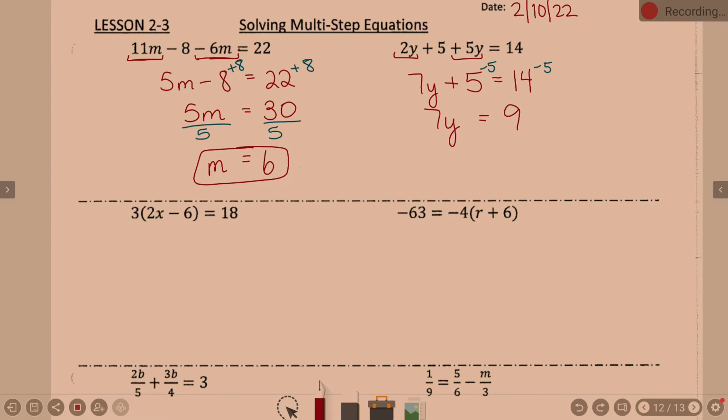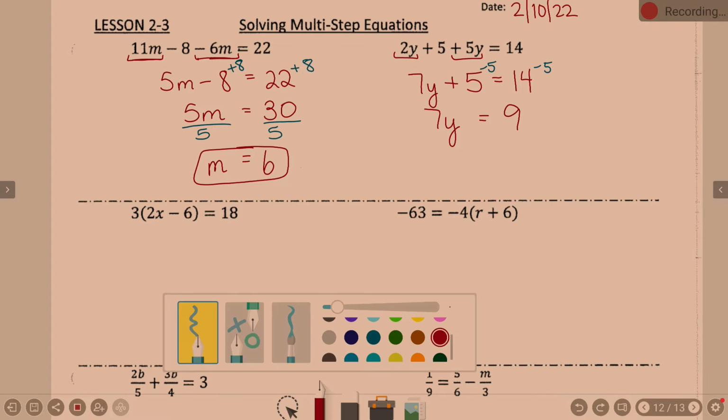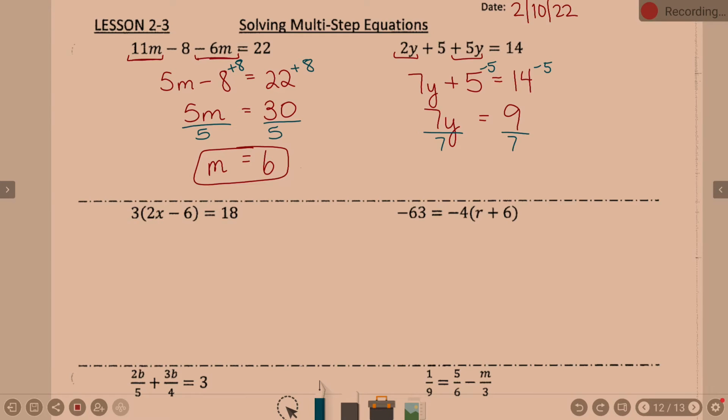Am I done? No. And I know I'm not done because there's a 7 with the y. What's currently keeping 7 and y together? The multiply. So what's the opposite of multiply? Divide by 7, and 7, so 9 divided by 7 gives me an odd number, 1.285714286. Okay, so let's go with the non-calculator answer. What is 9 divided by 7?